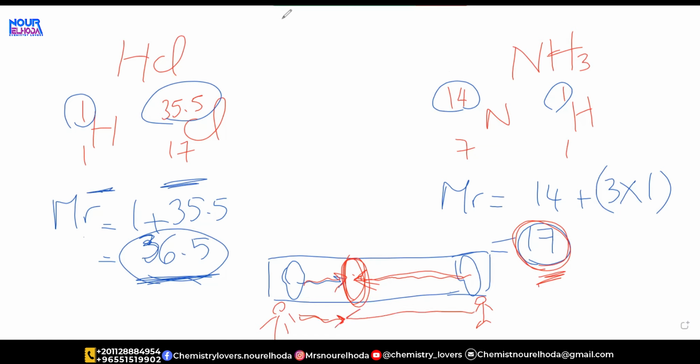But the light one will run more. Okay, so in the exam, how should I answer this? I'm going to say, because the HCl has a higher molecular mass, it's going to diffuse slower. But this one was lighter, so it will diffuse fast.